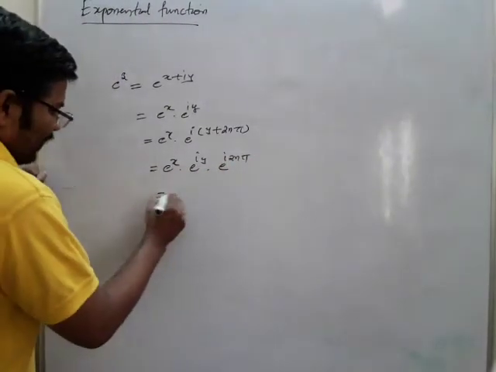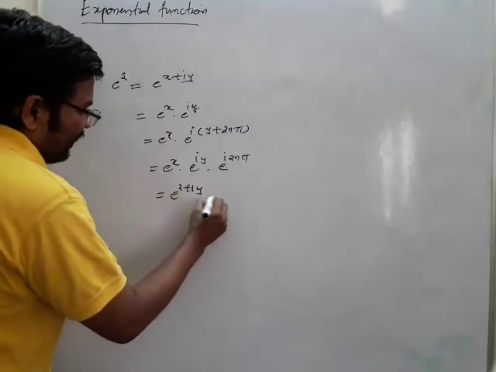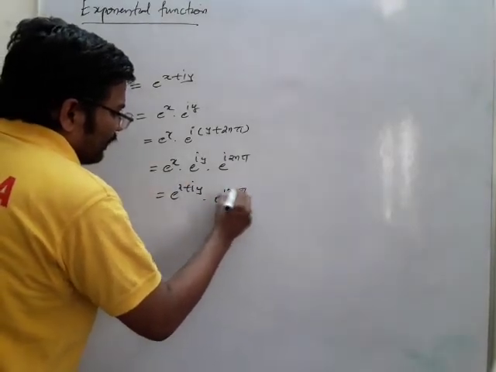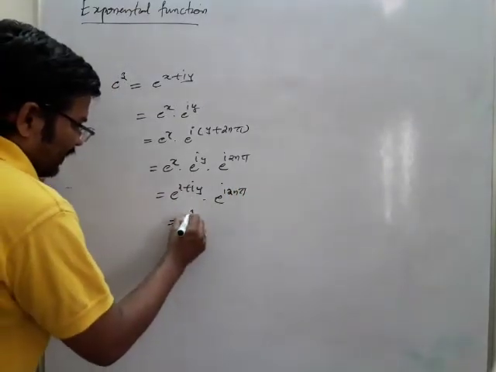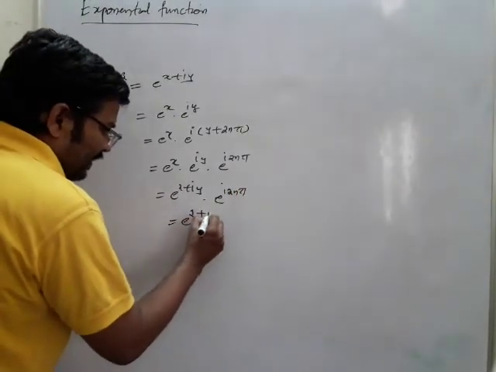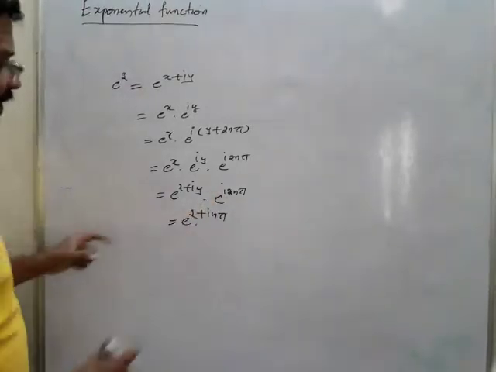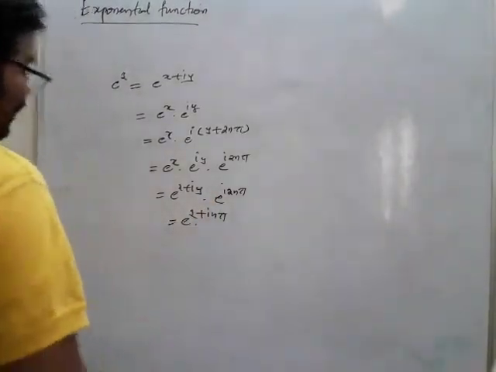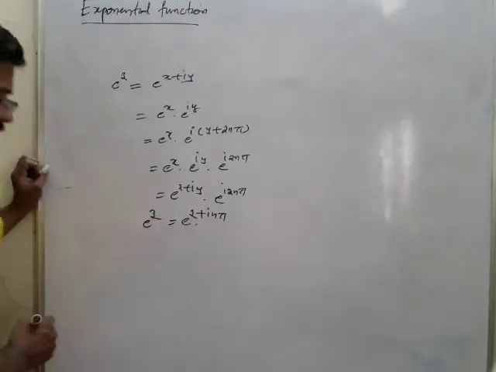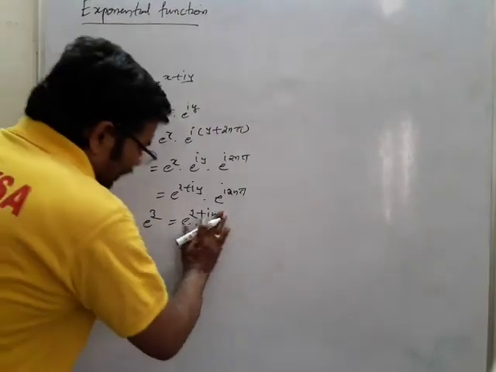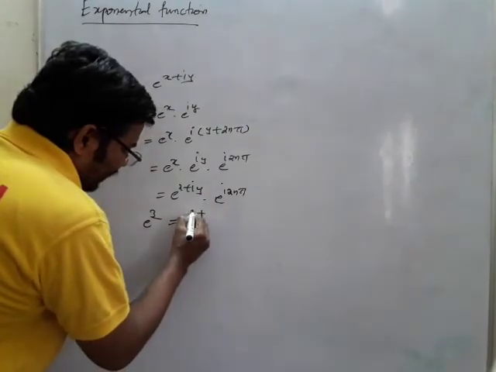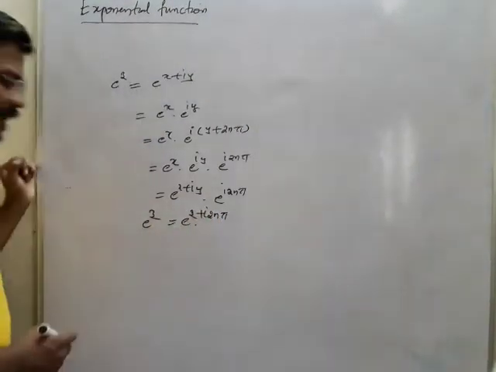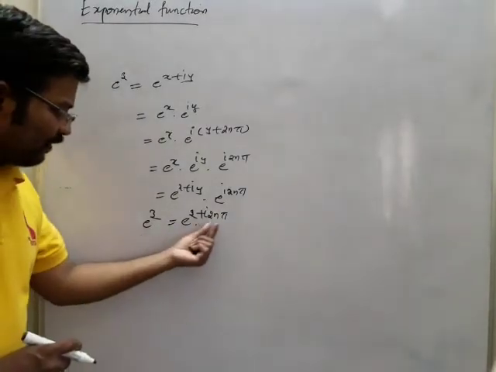Now what is this? e^(x+iy) into e^(i·2nπ). Now this is e^z, plus i·2nπ, which I have included. This is nothing but z; I have included that z + 2nπ i. So this is e^z. So now you got e^(z+2nπi).